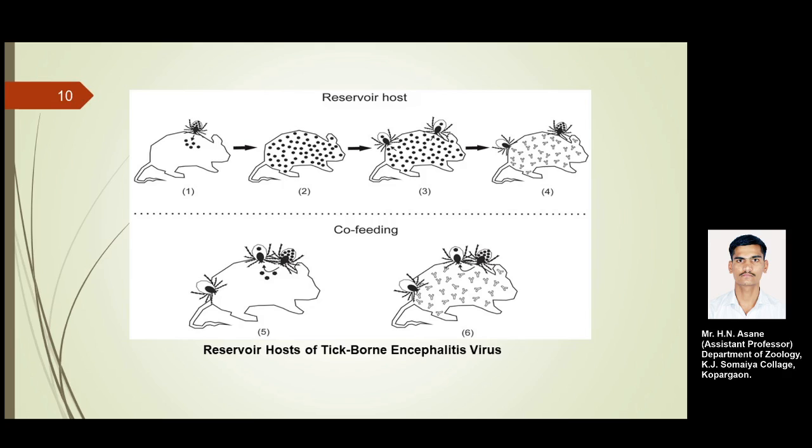So the parasites and encephalitis viruses get accumulated in the mice, so that when any tertiary consumer eats these mice, it will be directly affected by these encephalitis viruses. So tick-borne encephalitis viruses are one example where the reservoir host is the mice.